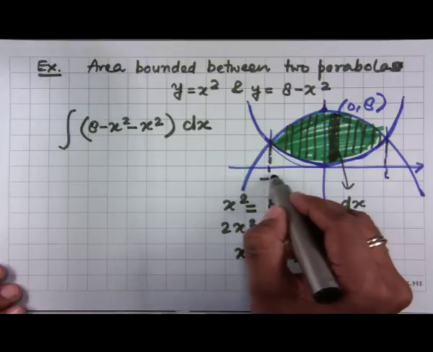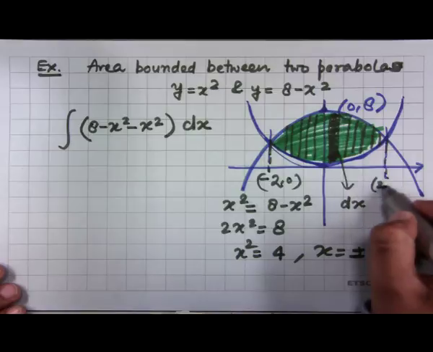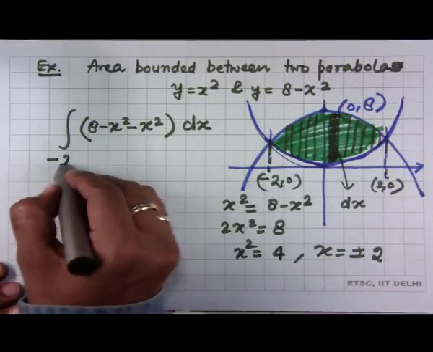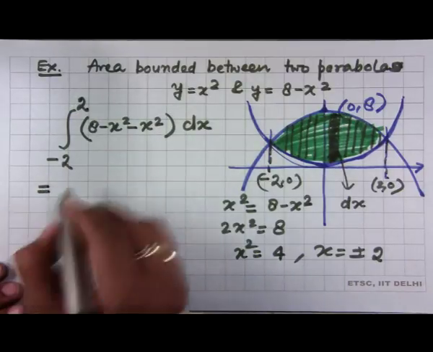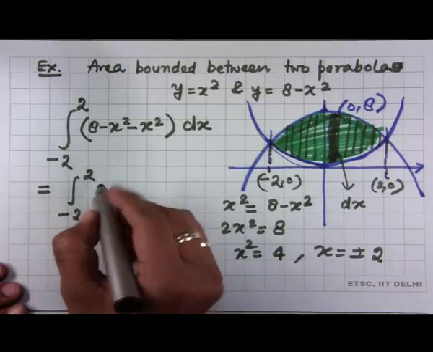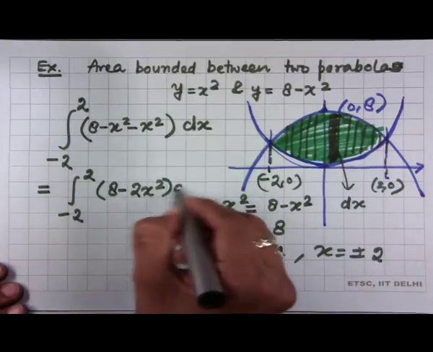So this is minus 2, 0, and this is 2 comma 0. So the limit of x will be from minus 2 to 2, and the integral is from minus 2 to 2 of 8 minus 2x square dx.